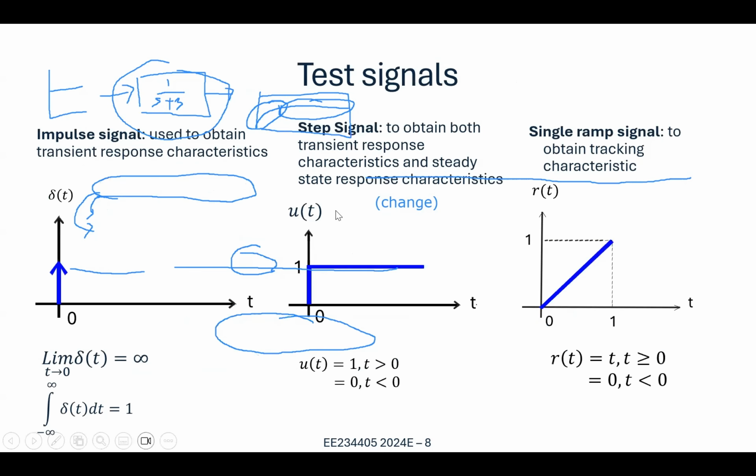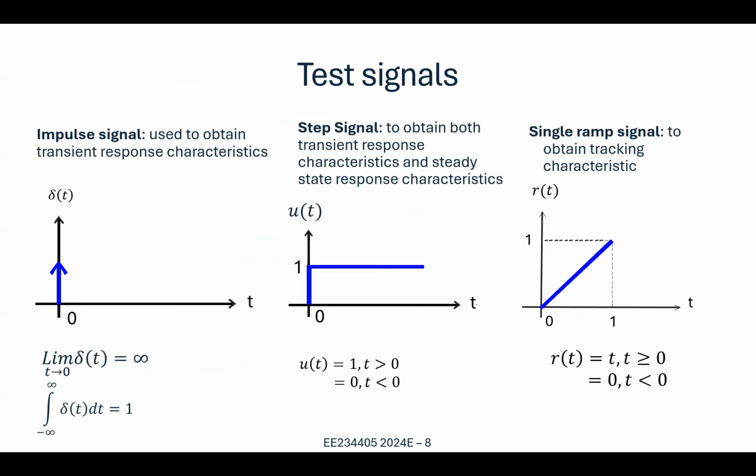So just to remind, these are three test signals. The first one here is called the impulse signal, and this is used to obtain the transient response characteristics. We do not really care about the steady state one if we use the impulse signal as an input. The step signal here is used to obtain both transient response characteristics and steady state response characteristics. So both characteristics are used here.